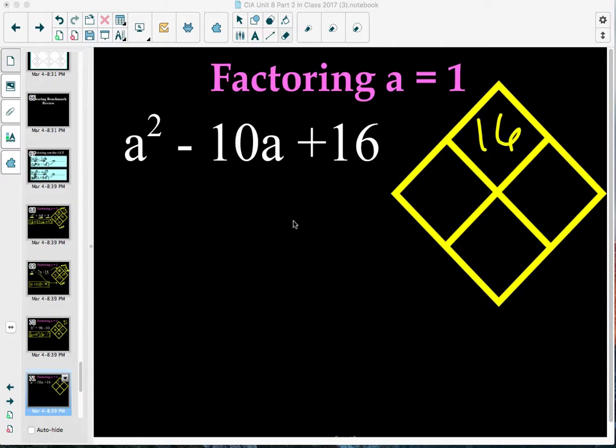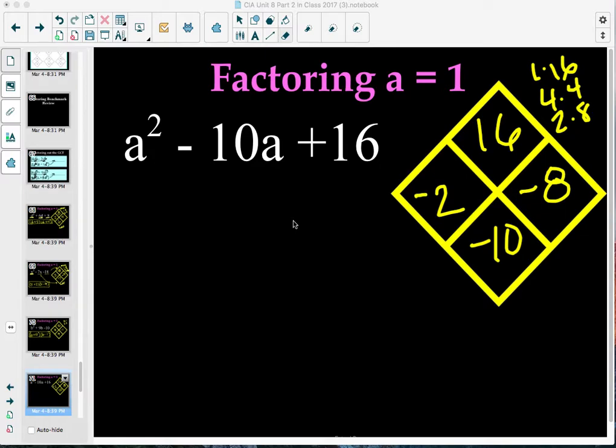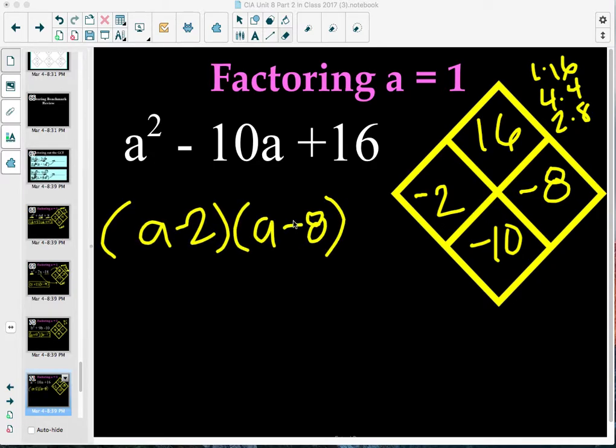So 16 on top. Negative 10 on the bottom. Factors for 16 are 1 and 16, 4 and 4, 2 and 8. 2 and 8 add to positive 10. Since we want to add to a negative and multiply to a positive, I need both of them to be negative. So my final answer is a minus 2, a minus 8.